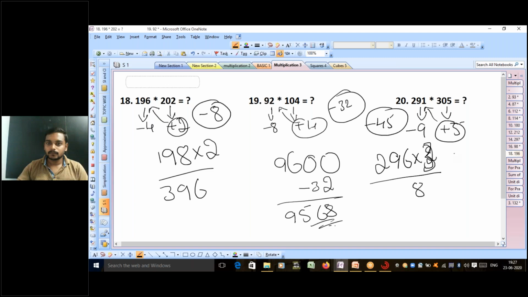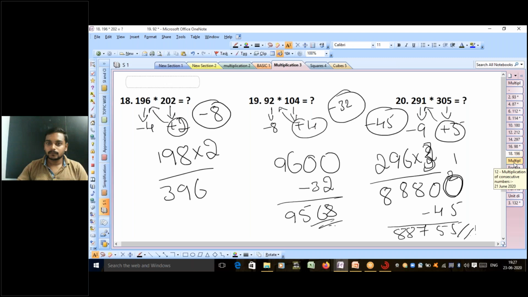296 into 3. 6 3s are 18. 1 will be the carry. 3 9s are 27. 27 plus 1 is 28. So 2 will be the carry. 3 2s are 6. 6 plus 2 is 8. So just put 2 zeros after this. Then you have to subtract 45. So the answer will be 88755. You can multiply any number based on this concept, but the numbers should be nearer to the base, like 200, 300, 400, like that.